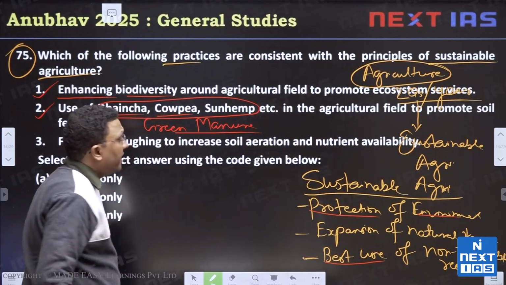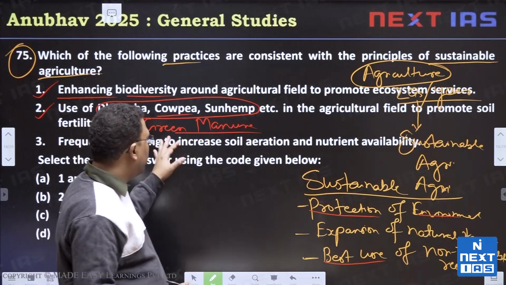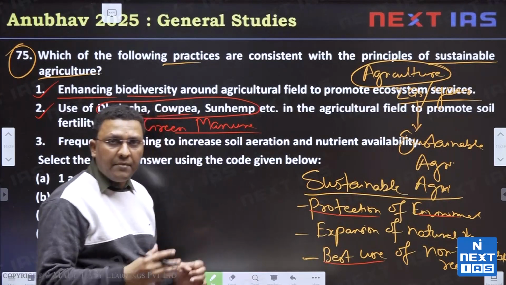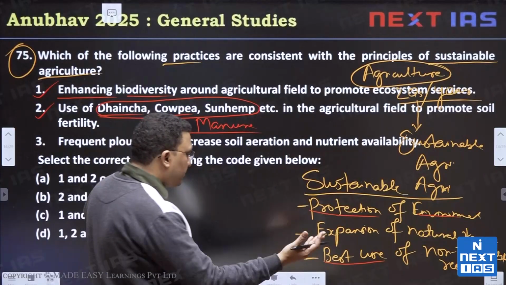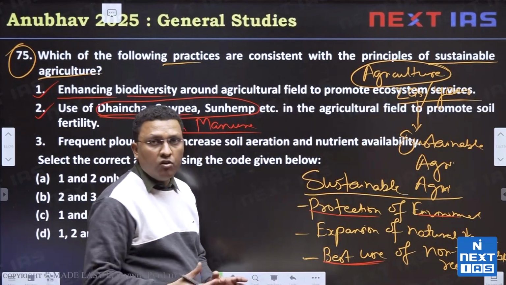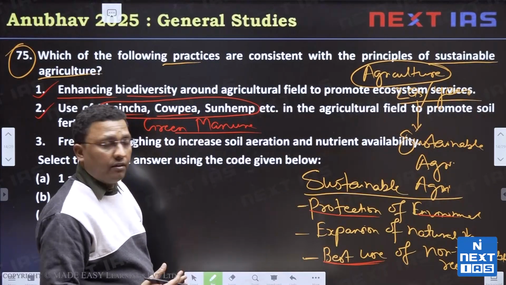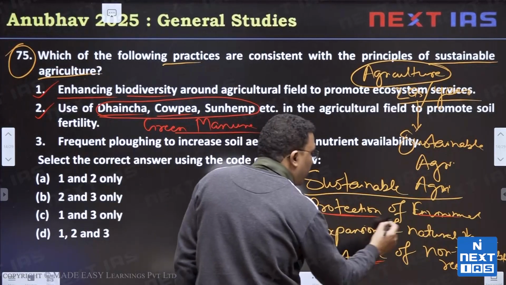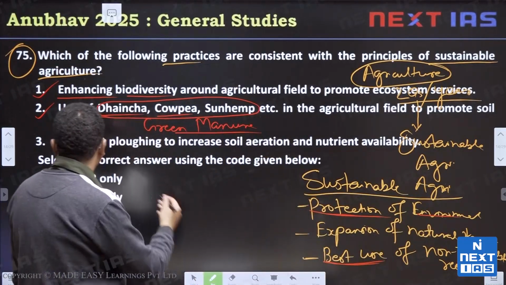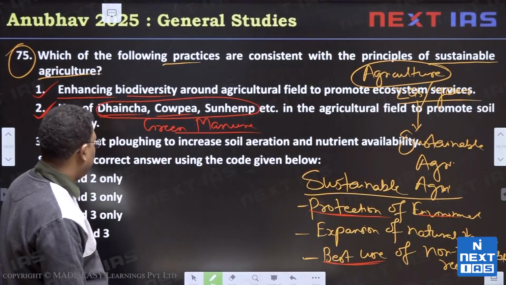right? So if we are using green manure to promote soil fertility, what it will do, it will reduce the use of chemical fertilizer, right? So this will also fall into this category, best use of non-renewable resources, and also since we are using less chemical fertilizer, it will protect the environment also. So this practice again will fall in line with the principles of sustainable agriculture.